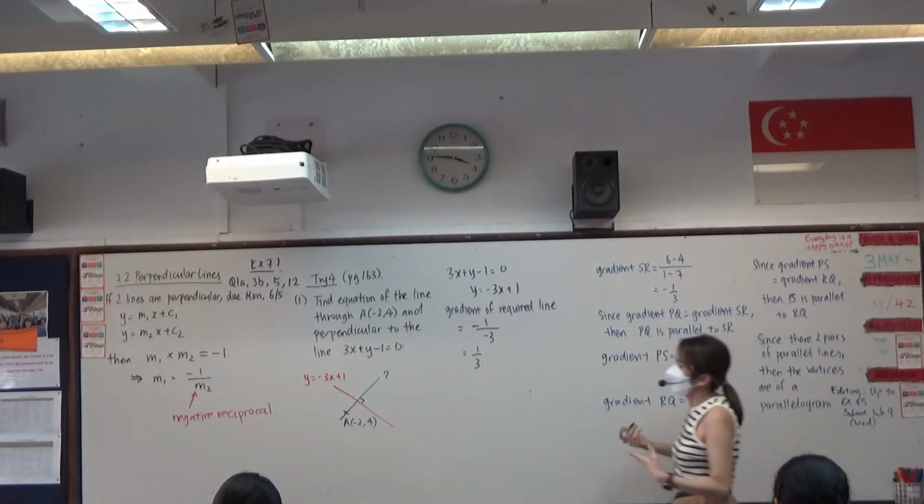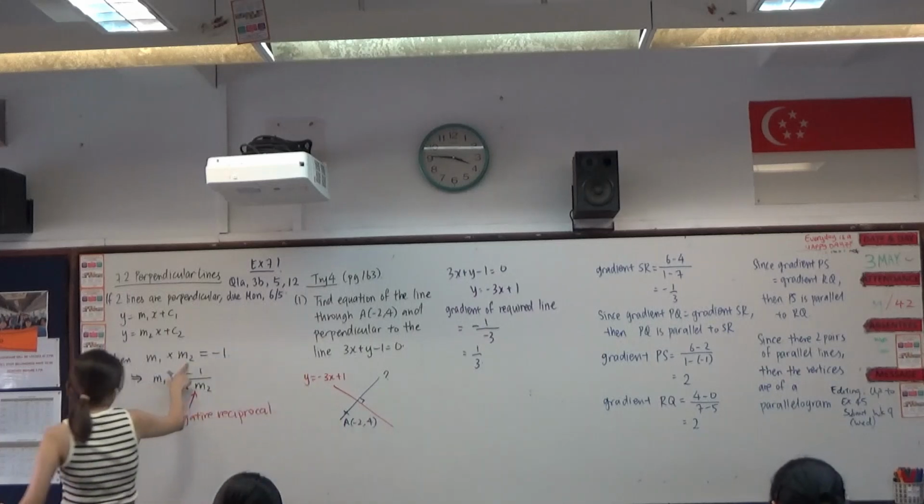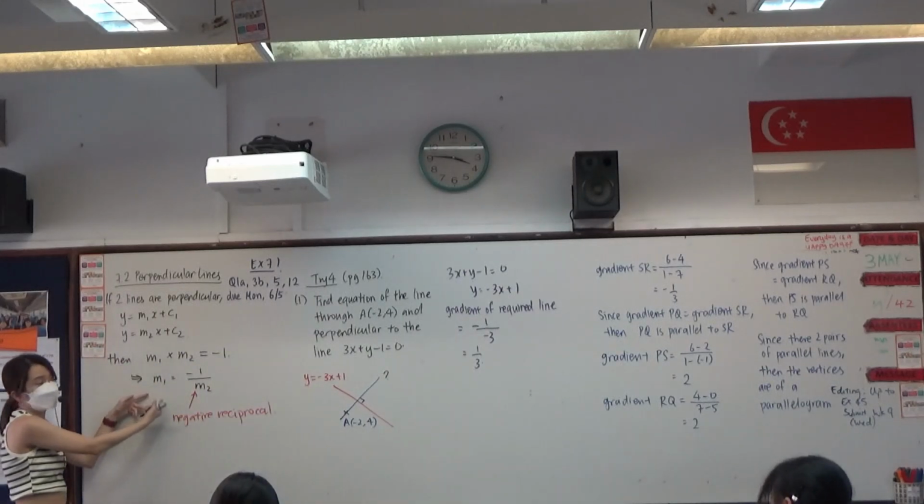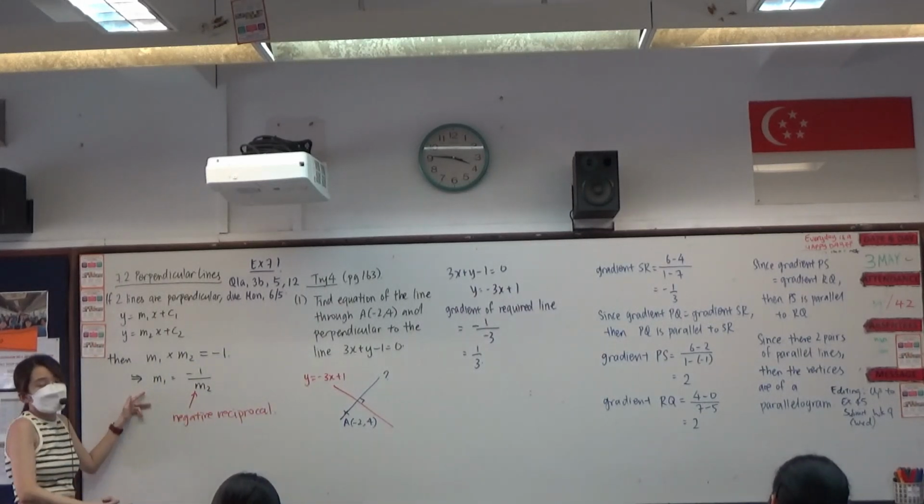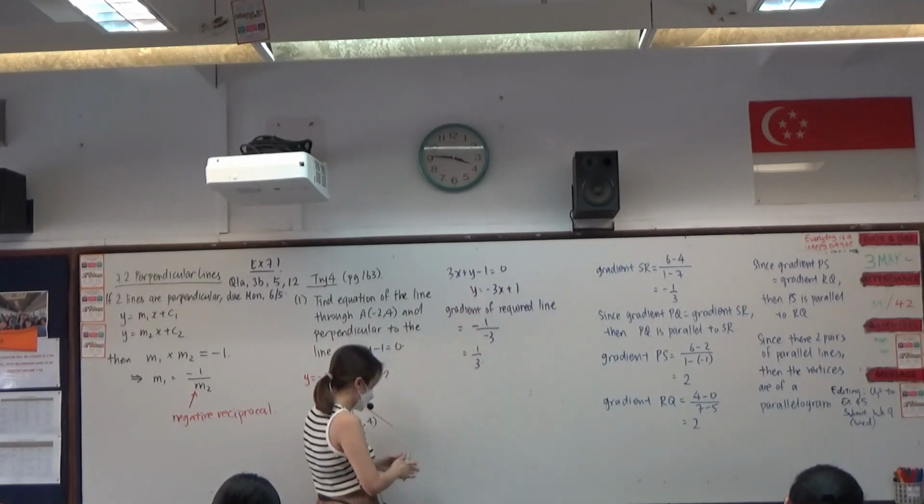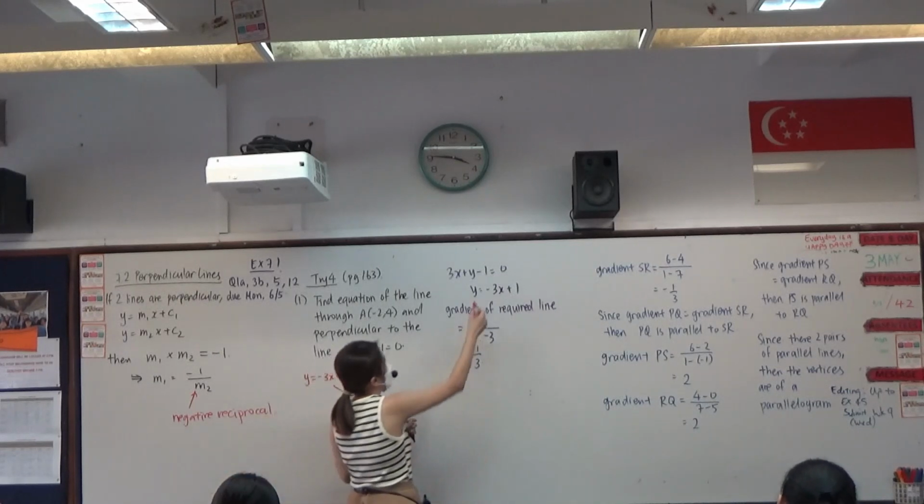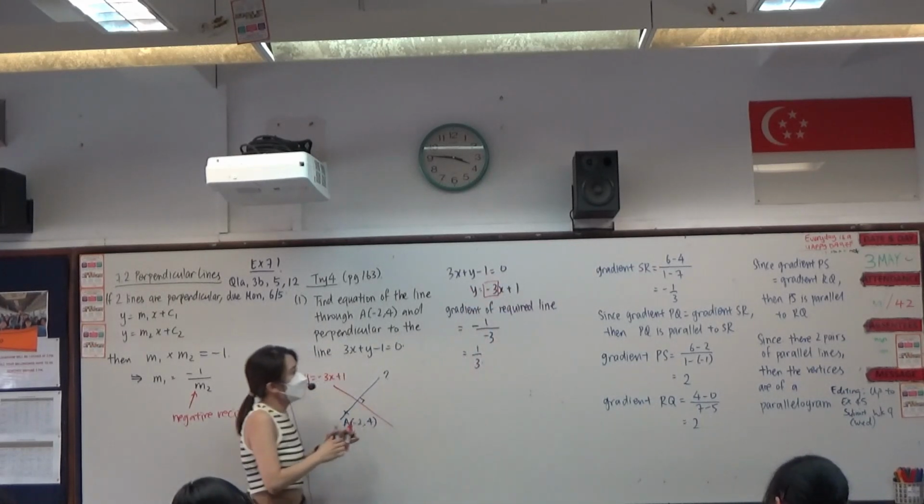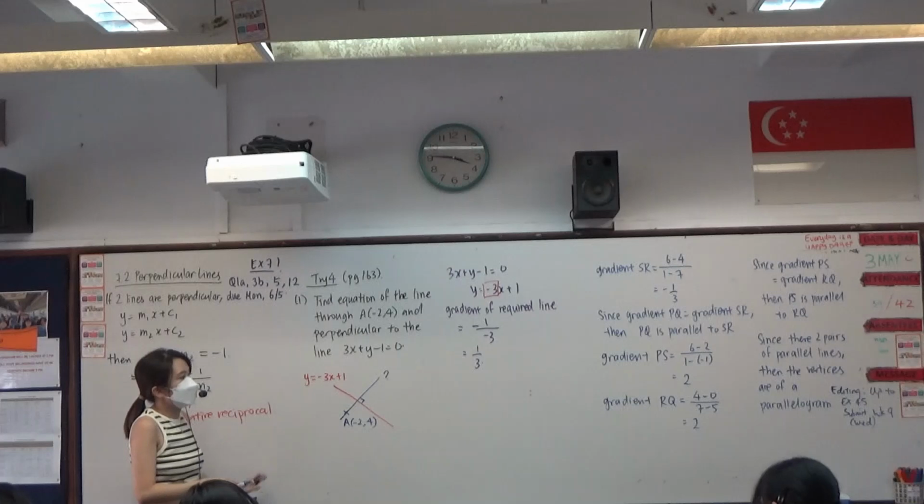I did not go through having to think of the product, because I know algebraically it is going to be negative 1 divided by this gradient. So the gradient of the required line will be 1/3.